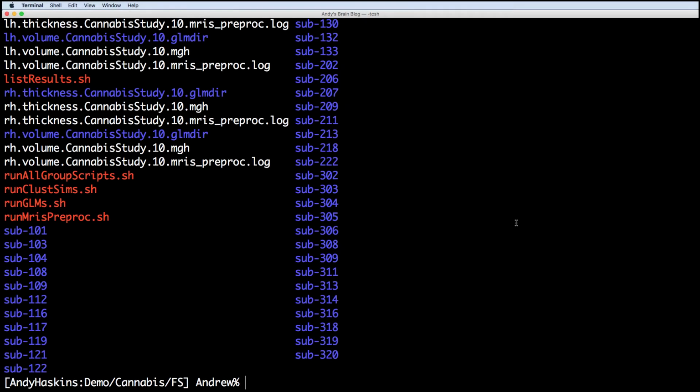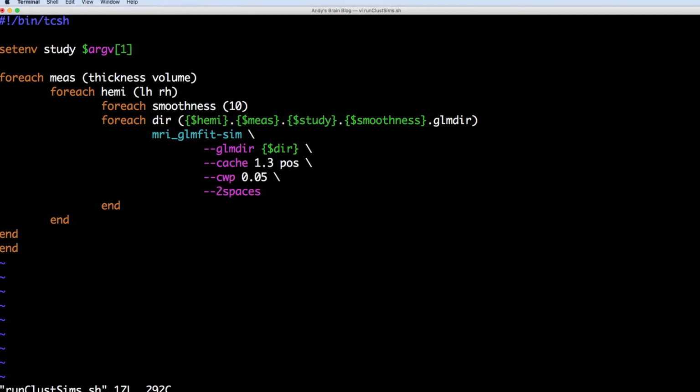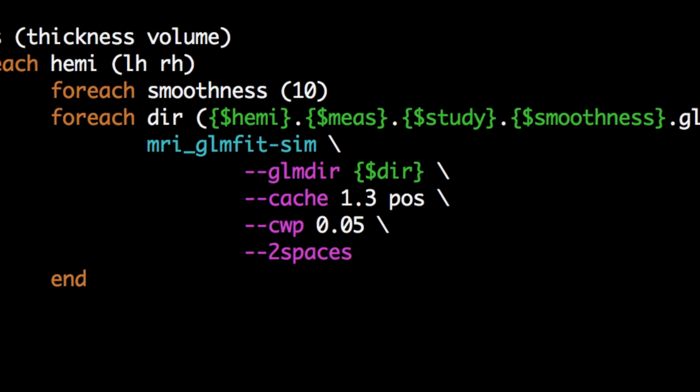This script is similar to the others in its loop structure. The options for mri_glmfit-sim are to specify the directory that contains your contrasts. Cluster correction will then be run for each contrast in that directory. The cache option specifies the cluster forming threshold, or what the significance level is for each individual vertex, and also whether you are doing a directional or non-directional test.